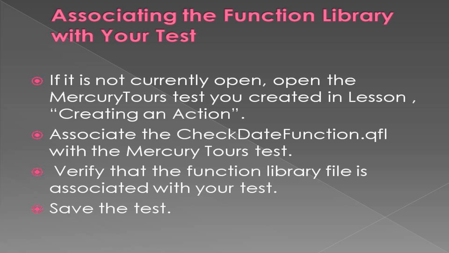Click Yes in the Automatic Relative Path Conversion dialog box. This converts the path to a relative path. Using a relative path keeps the path valid when you move folders containing tests and other files from one location to another, as long as the folder hierarchy remains the same. The function library is now associated with the Mercury Tours test and is displayed in the Resources pane as a child of the Associated Function Libraries node.